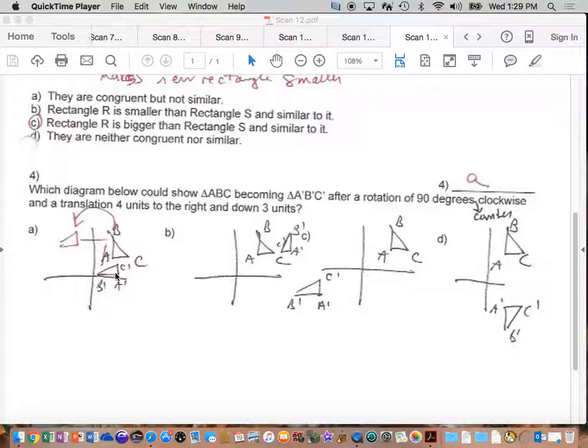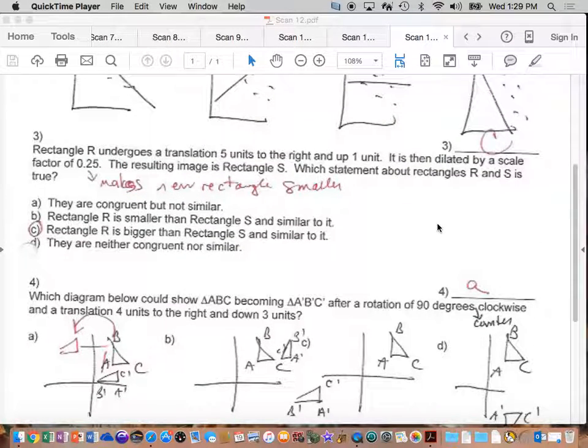What's that? Yeah, I wrote it in there. Okay, any questions on this?